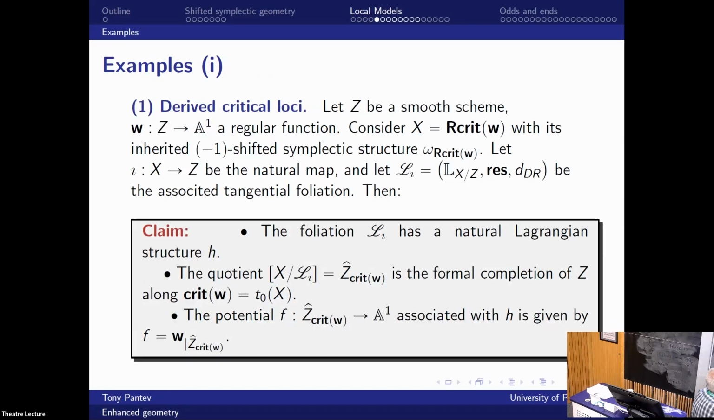And now let me do examples. So in the derived critical locus case, this holds. So if you have a smooth Z and a function, you can look at the derived critical locus of that function with its minus 1 shifted symplectic structure, and the foliation that you need to take on X in order to reproduce that derived critical locus and that function is this: you look at the map from X to Z, which is the inclusion, and you take the tangential foliation of that map. There's the relative tangent complex with its Lie algebra structure.